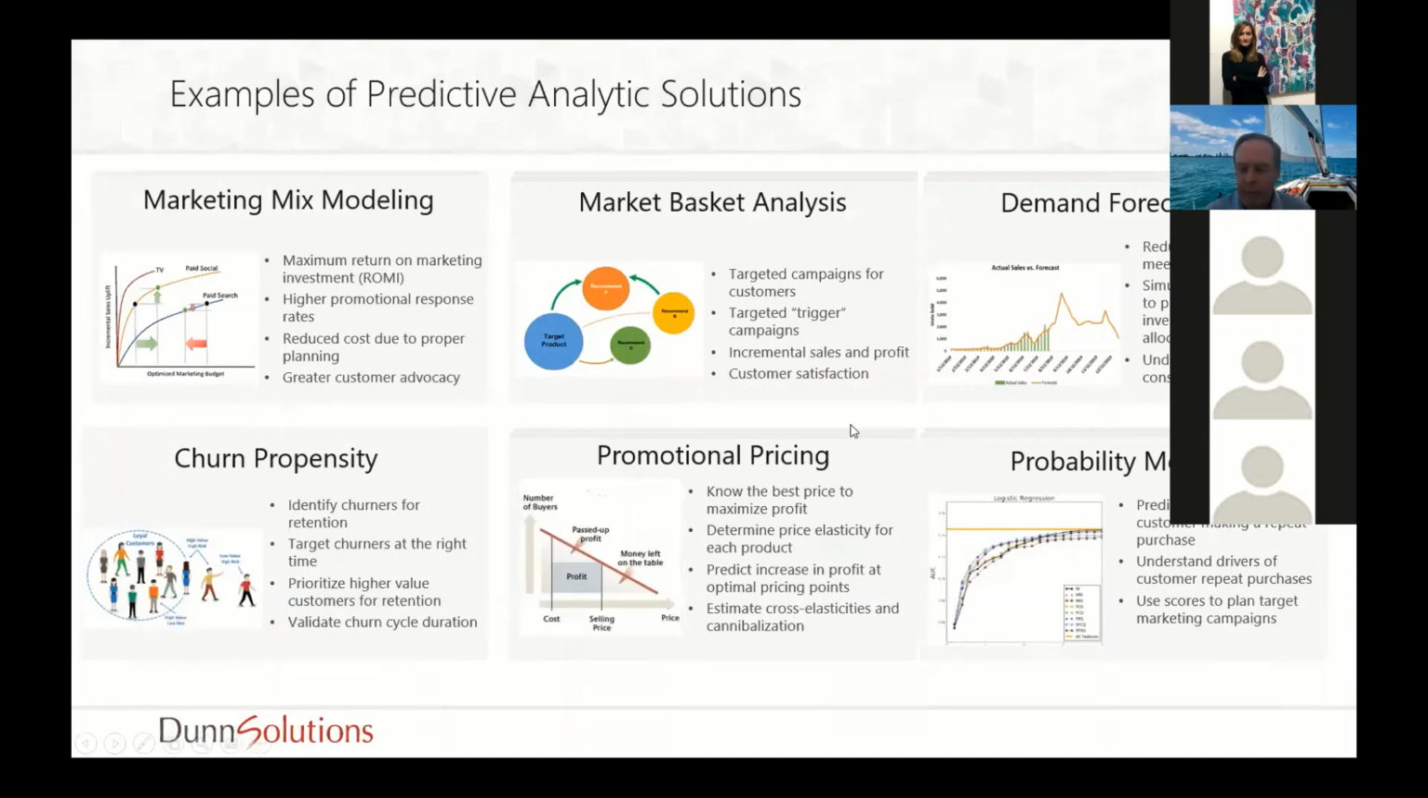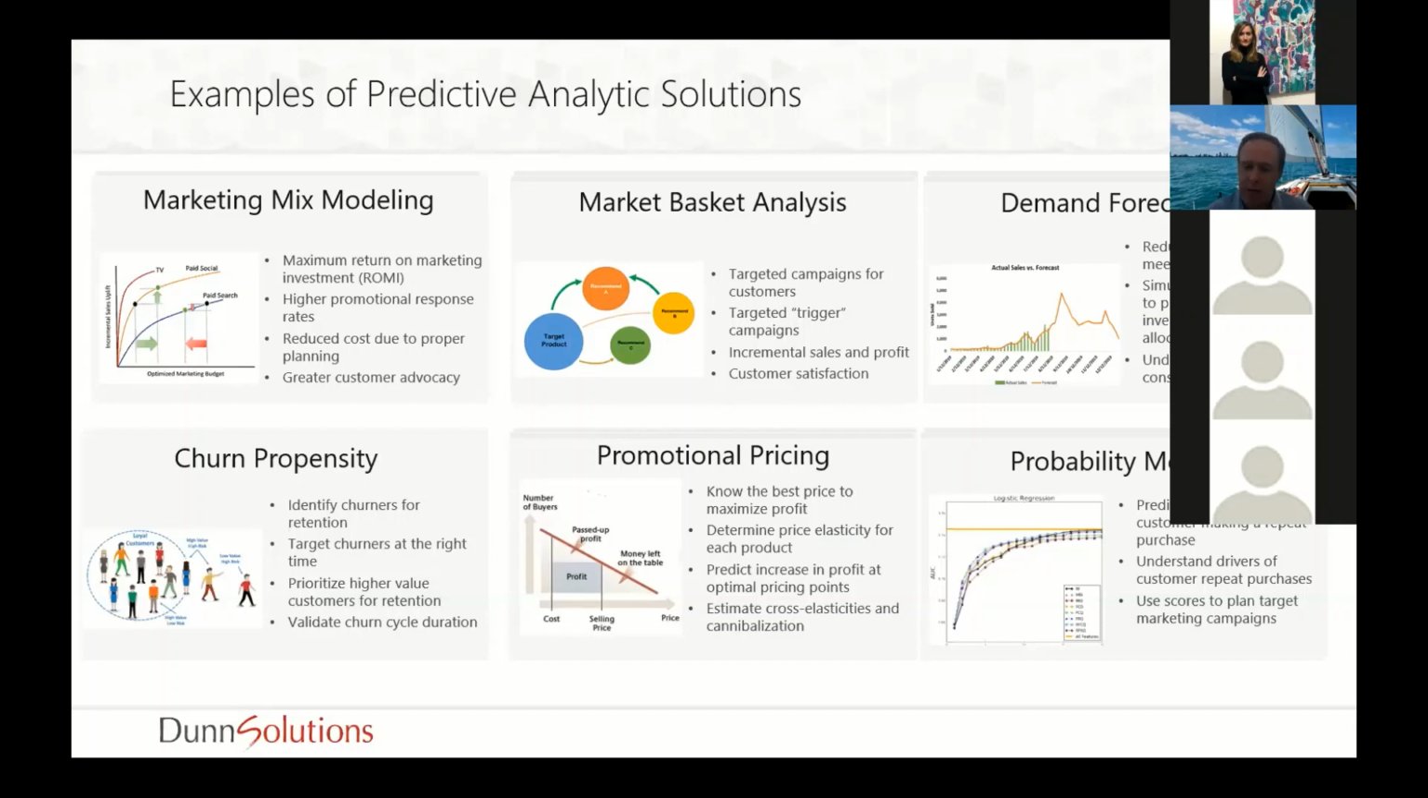So some examples of different types of predictive analytics solutions that are out there and that we provide as a service, but you can get from a lot of other places as well. Marketing mix modeling, which is a big one. We'll talk about that in some case studies. That's understanding how much money you should allocate to every one of your marketing channels, and then trying to maximize that spend. Market basket analysis, which is understanding what your customers buy together.